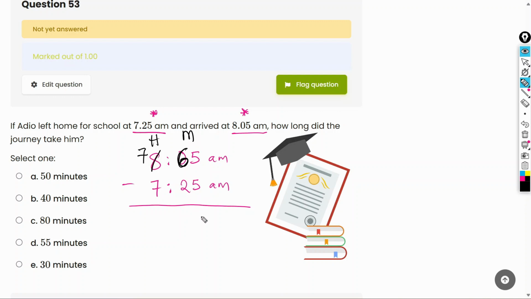5 minus 5 is 0. 6 minus 2 is 4. And then 7 minus 7 is 0. So it means that it took Adio 40 minutes to get to school. He left home by 7:25 a.m.